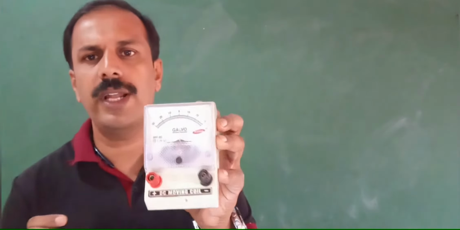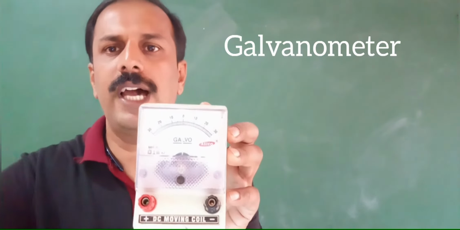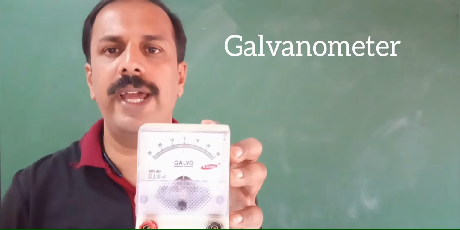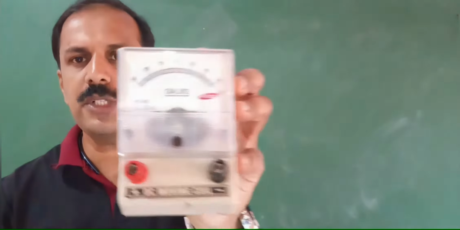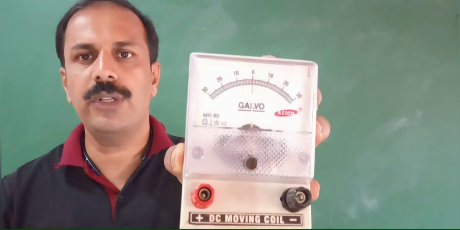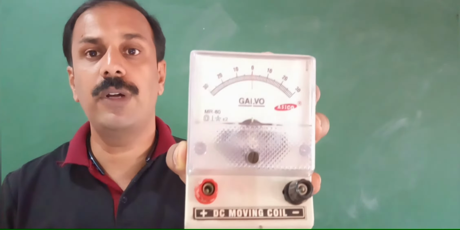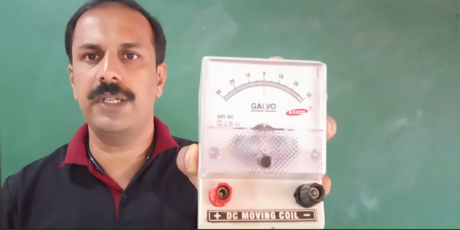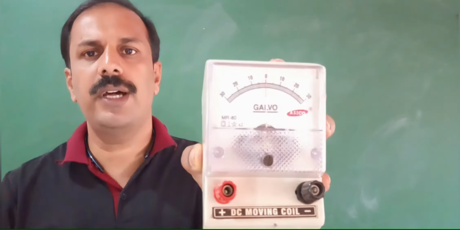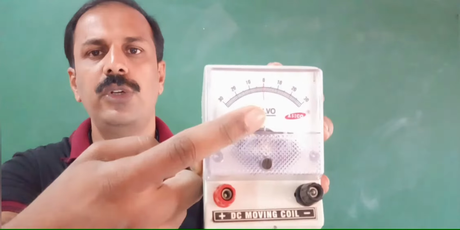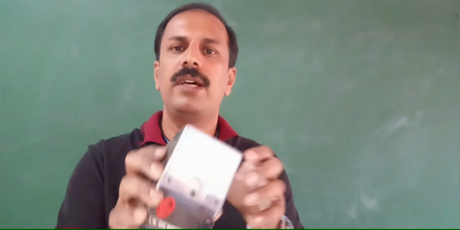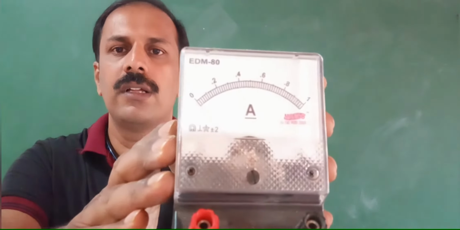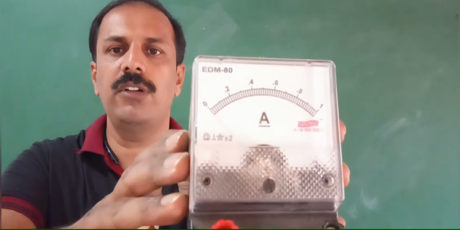So this thing is called a galvanometer. It almost looks like an ammeter or voltmeter, but the difference is that "galvano" is written on it, sometimes just G. When it is not in use, the needle stands at the zero position, which is at the center. In an ammeter it is not like that: the scale starts at 0, 1, 2, 3, and the needle stands at 0.